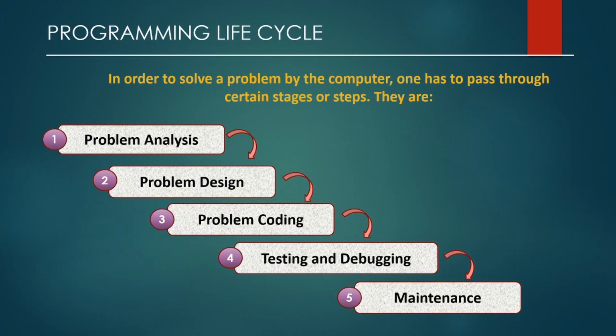So there are five different steps. There are five steps that we need to learn as we progress in learning about problem solving. The first one is problem analysis, followed by problem design, and then problem coding, testing and debugging, as well as maintenance.